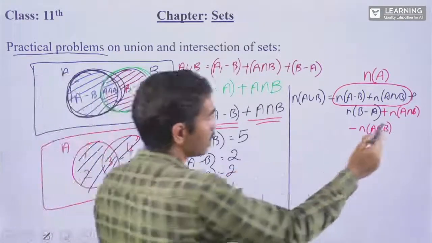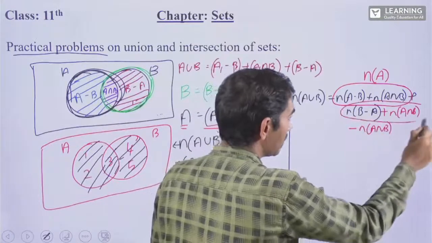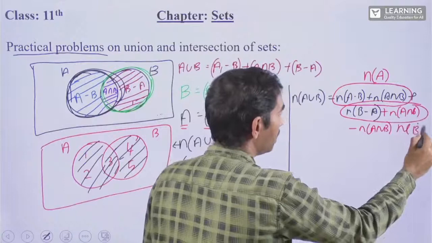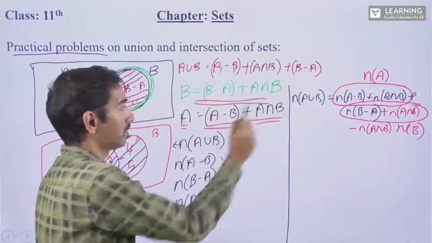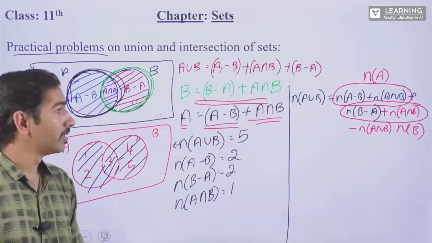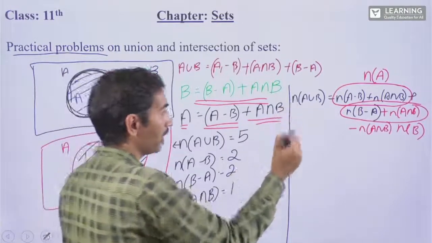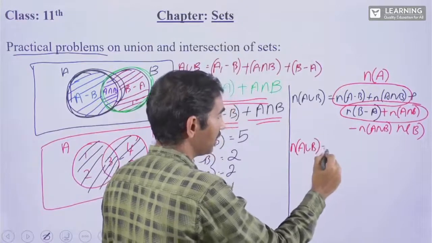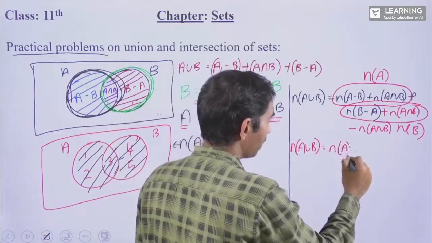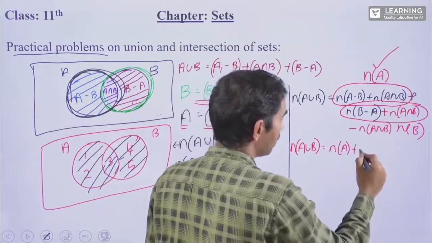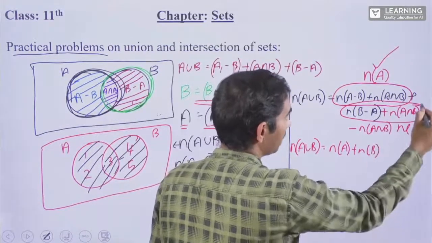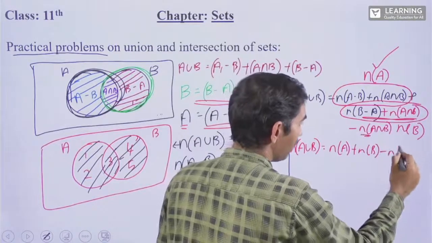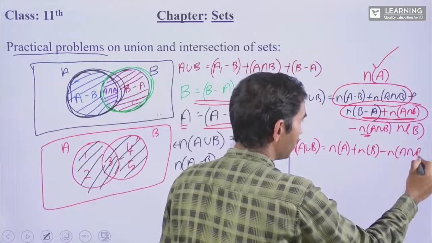Similarly, students, see this? B minus A plus A intersection B. So this can be written as what? N of B. How did we write that? Understood. So finally, the final equation of N of A union B can be written as N of A plus, which is this, N of B, that is nothing but this, minus this one, N of A intersection B.